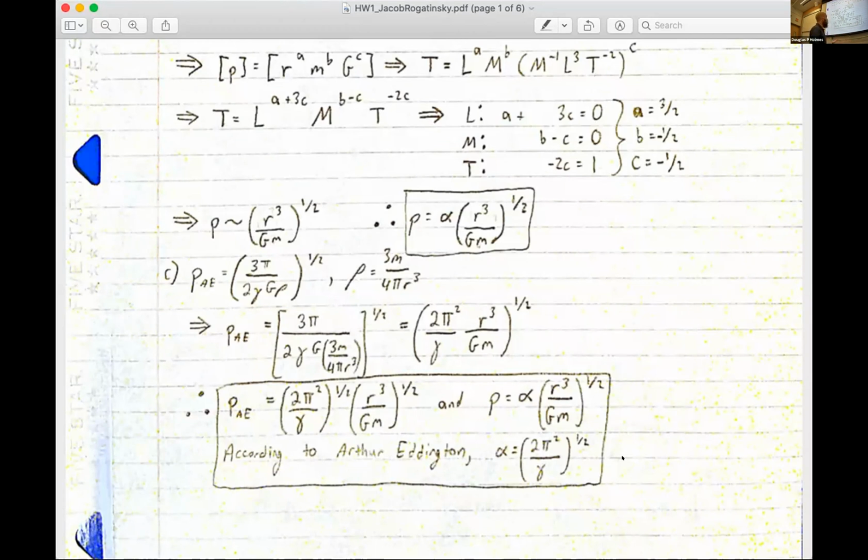And so we did pretty well. By just the back of the envelope calculation, we did pretty well calculating the period of these giant stars.